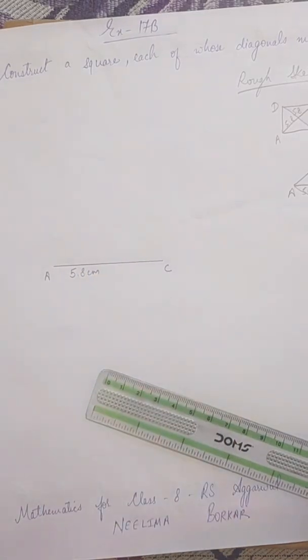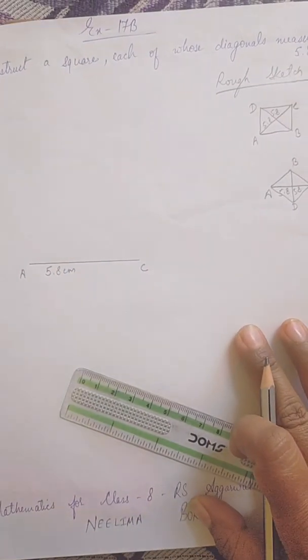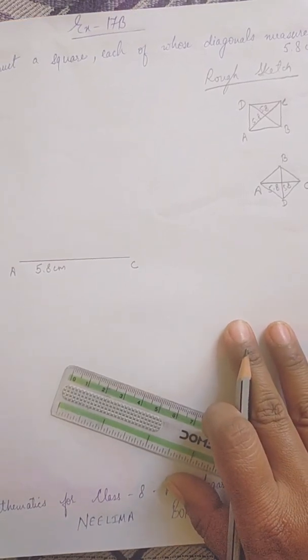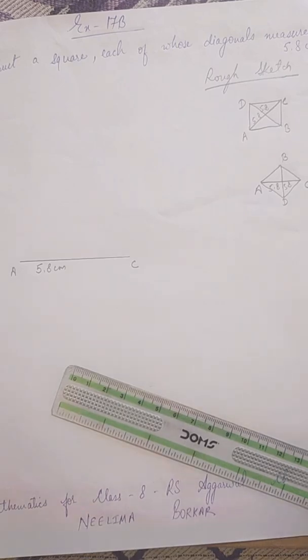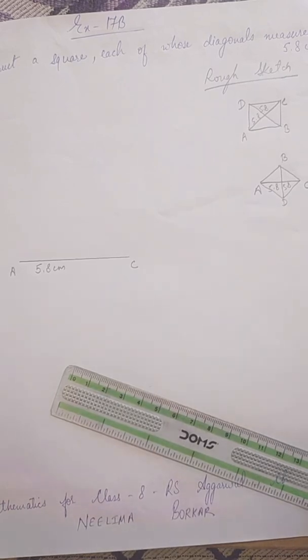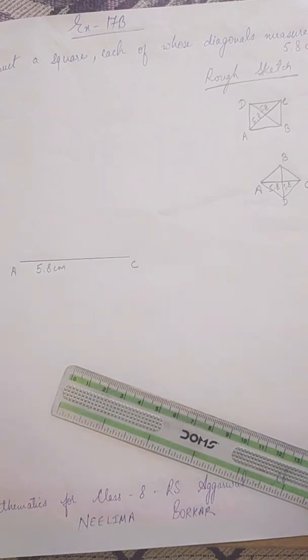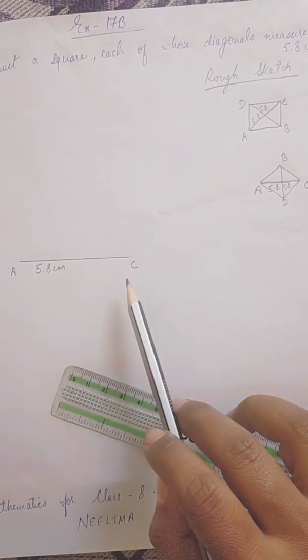Then we have to construct BD. You can refer to the rough sketch. We know the properties of a square, that diagonals bisect each other. So BD will be the perpendicular bisector of AC. So what we will do? We will take a radius more than half of AC.